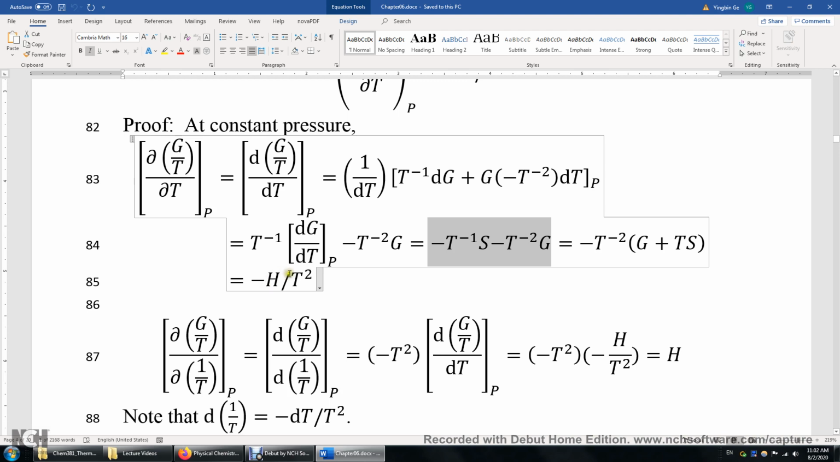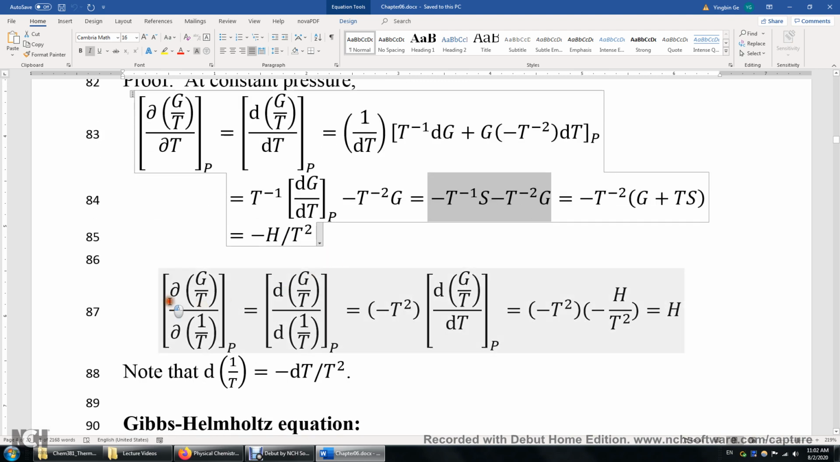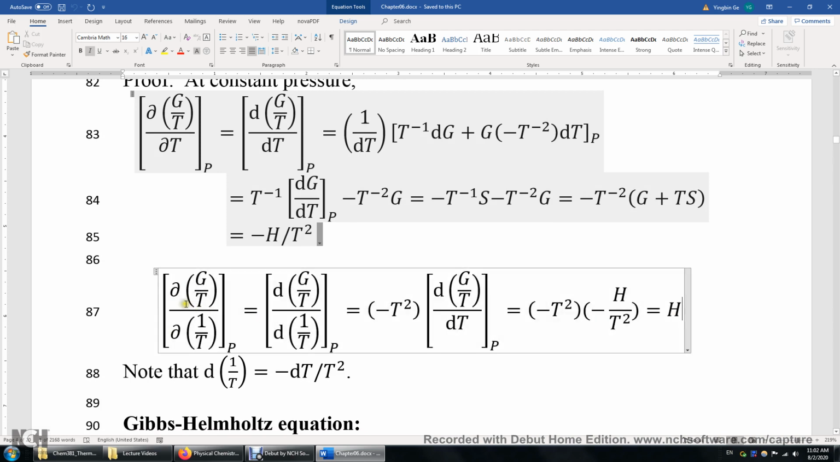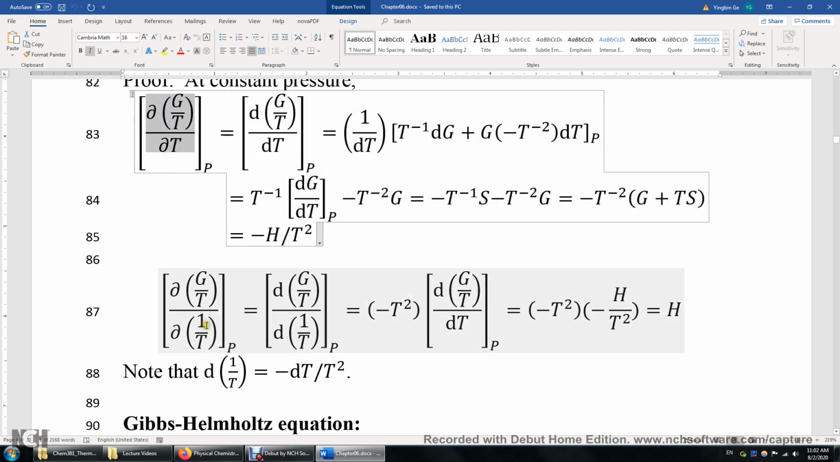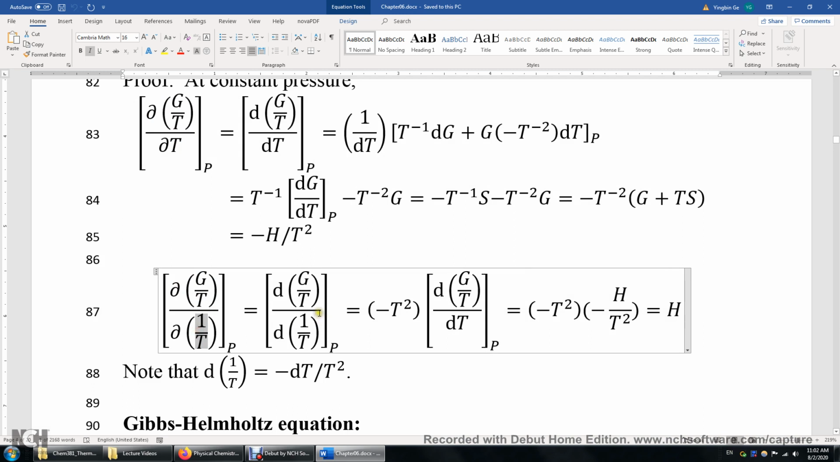All right? And also, we can prove this. If you look at this G over T with respect to 1 over T, you compare this derivative with this derivative. The difference is the bottom. But also, we can have this derivation. The exact differential of 1 over T is negative dT over T squared. I'll let you prove this. It's very simple. This is because the first derivative of 1 over T is negative 1 over T squared.